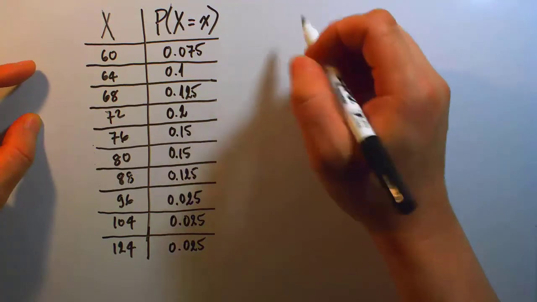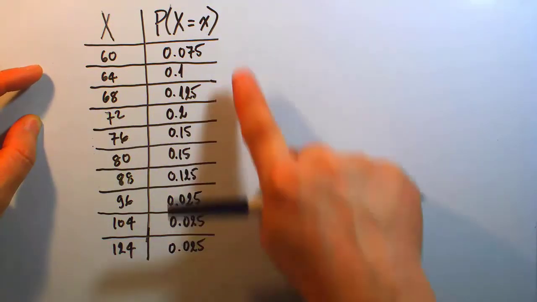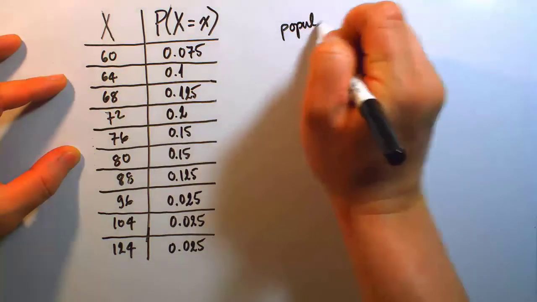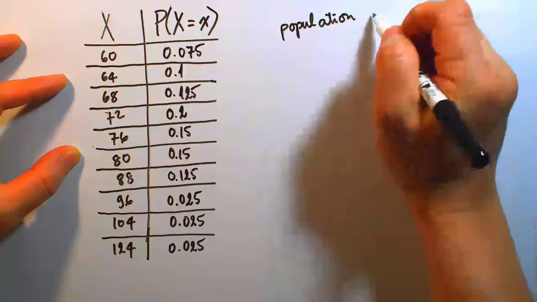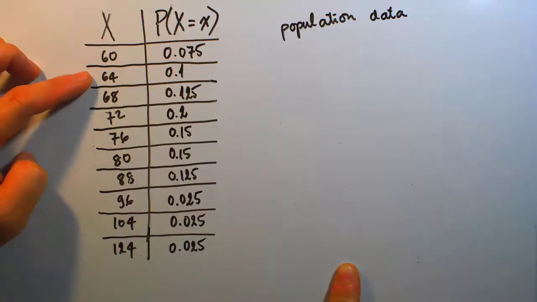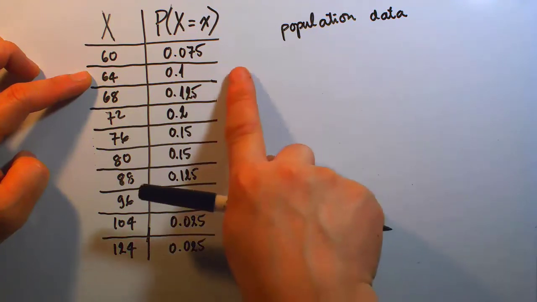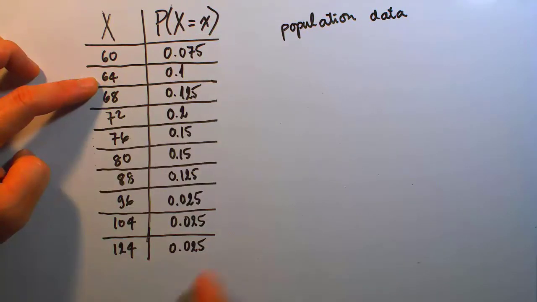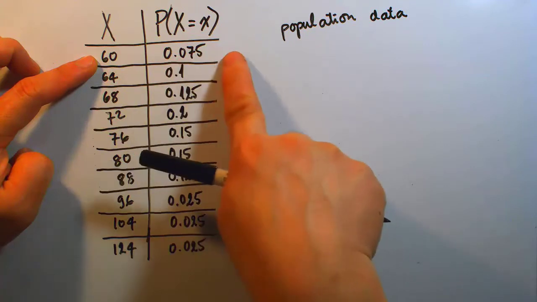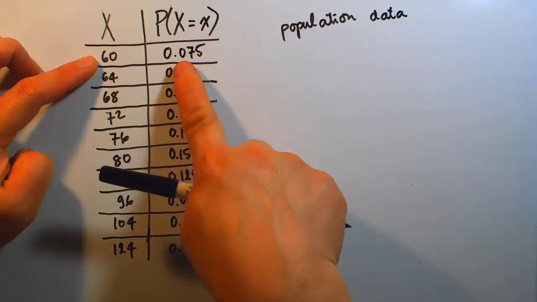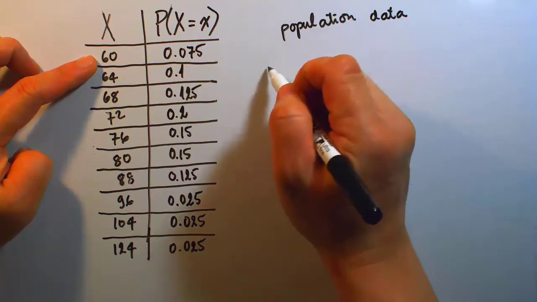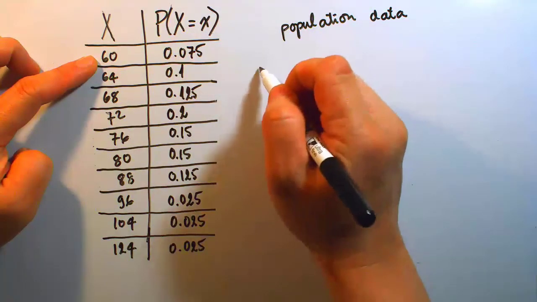Think about it: if data is being handed to us, supposedly a population data, then pretending that this is population data, we just don't know how big it is. In other words, we don't know how many 60s there are in this data. We don't know how many 64s there are, because all we know is that 64 happens in our population at a 10% chance. The pulse rate beating at 60 beats per minute is happening in our population data at a probability of 0.075, or 7.5%.